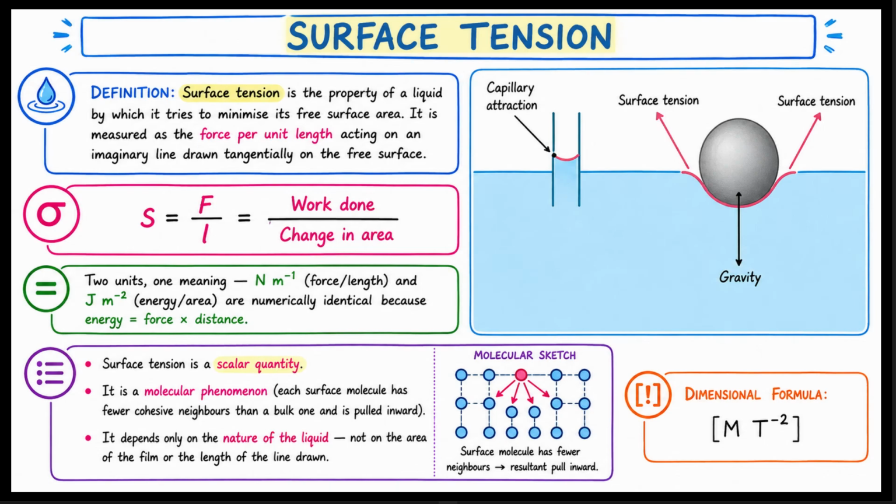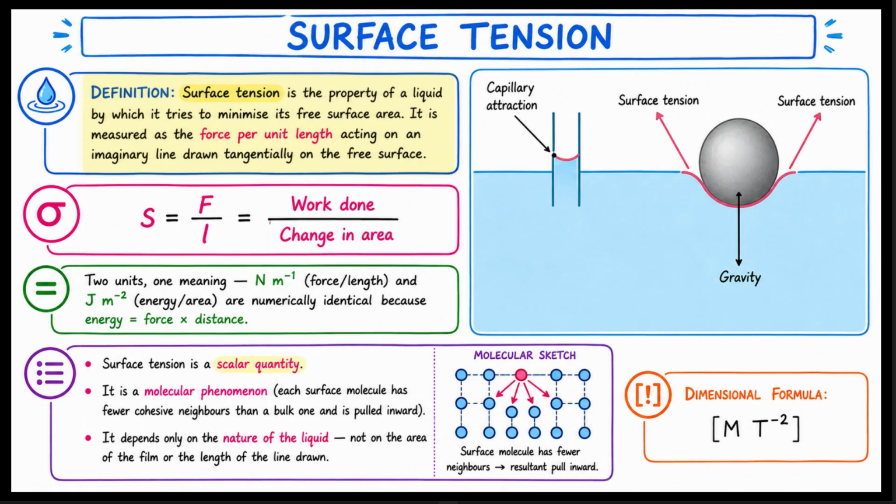Let's start with a simple picture. Take any liquid at rest and the surface behaves as if it were a thin, stretched elastic sheet. That property has a name. It is called surface tension. Physically, the liquid is constantly trying to minimize the area of its free surface, the part exposed to air.